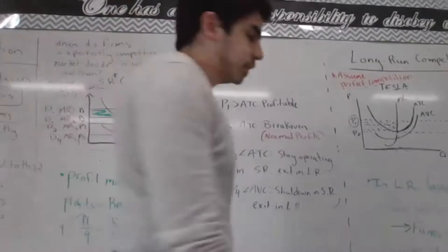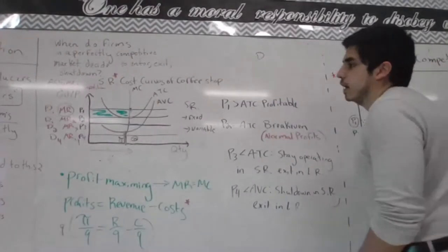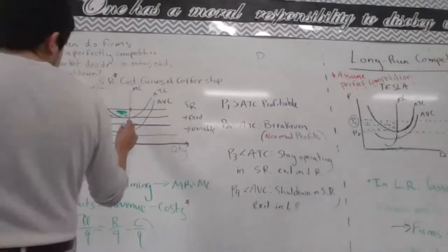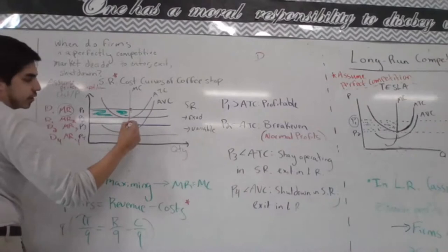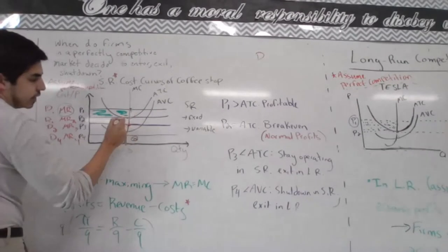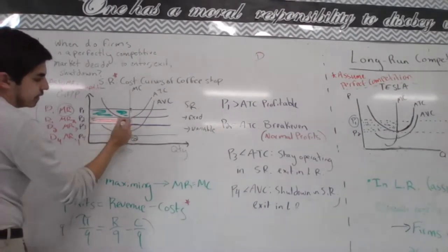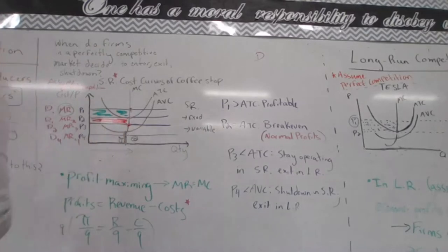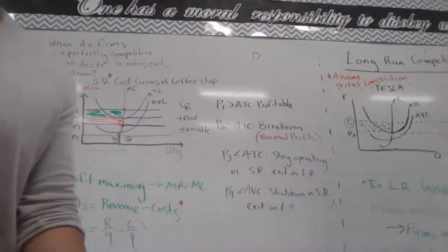So to find the area of losses, you would do the same thing. So for P3, to find the losses, you would go from the intersection of marginal revenue and marginal costs all the way up to the ATC curve. And then this area right here represents losses. And it works. Okay, moving on.